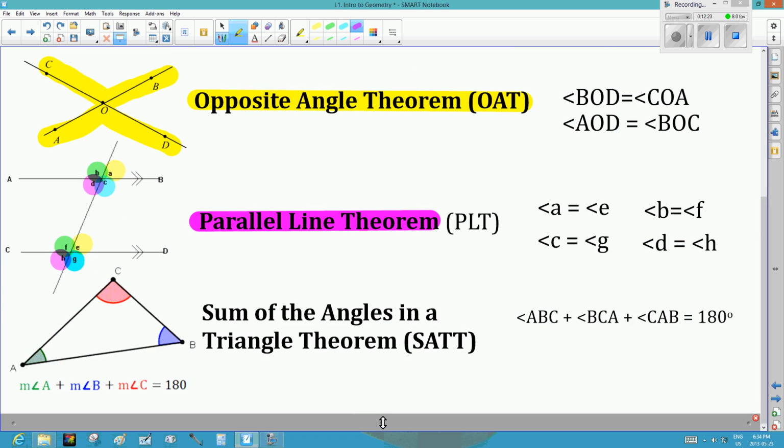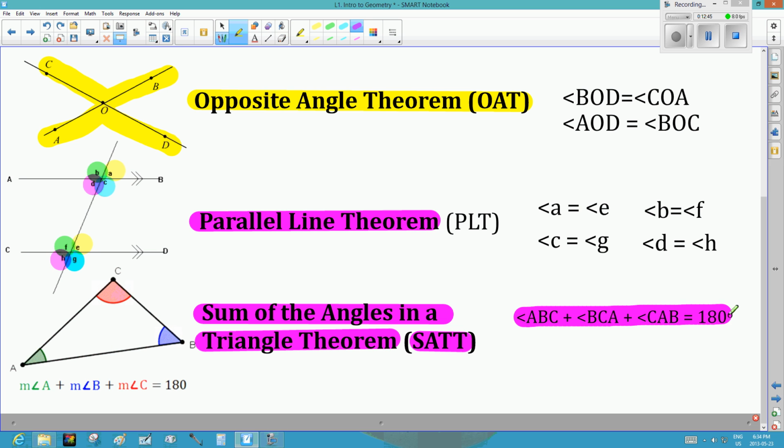The other thing that we haven't talked about yet, sum of the angles in a triangle theorem, or SATT for short. What that means is if you have any triangle, it doesn't matter what the shape of the triangle is, all three angles will add up to 180 degrees. And we will do a little bit more work with this in the next lesson or two.